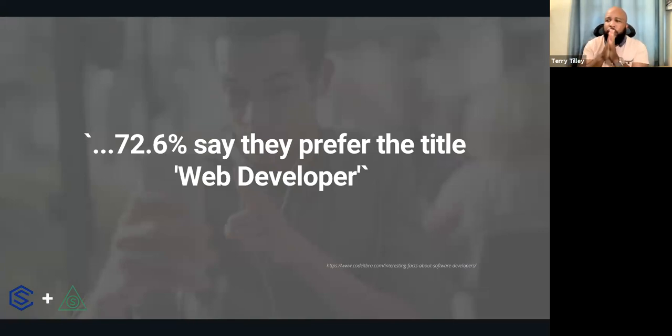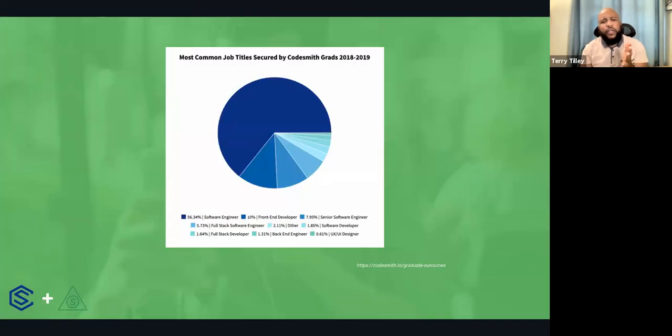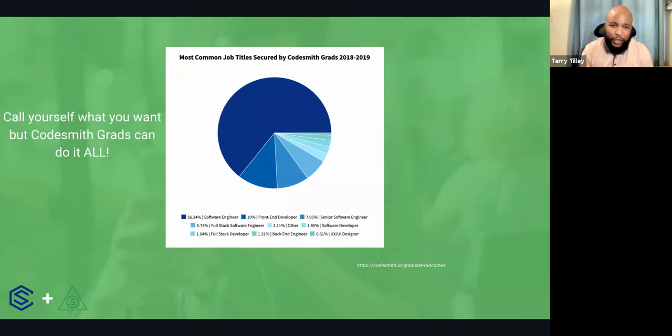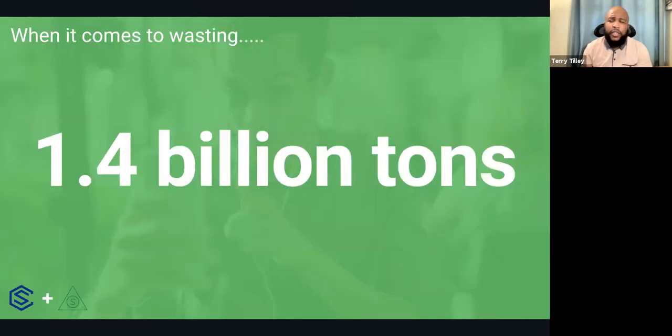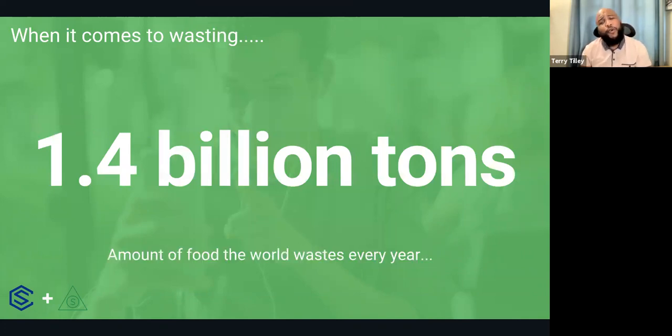72.6% of web developers say they prefer the title web developer. They gave them a lot of different choices. The reason I brought that up is, you look at Codesmith graduates, most of them get hired for job titles called software engineer or even front-end developer, but it doesn't matter what you call yourself. Codesmith grads can do it all. Top percentages of graduated employees, salaries of graduates. But then we were talking about food. And so when it comes to 1.4 billion tons, that's the amount of food we waste every year.